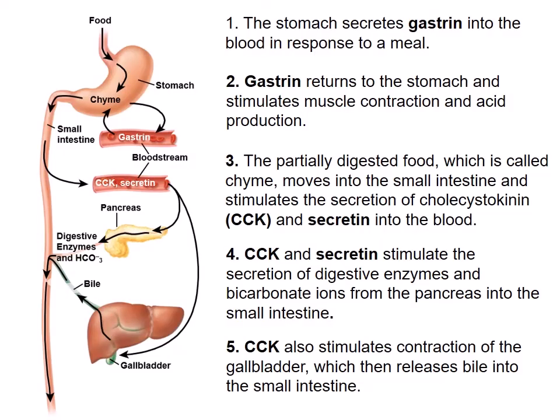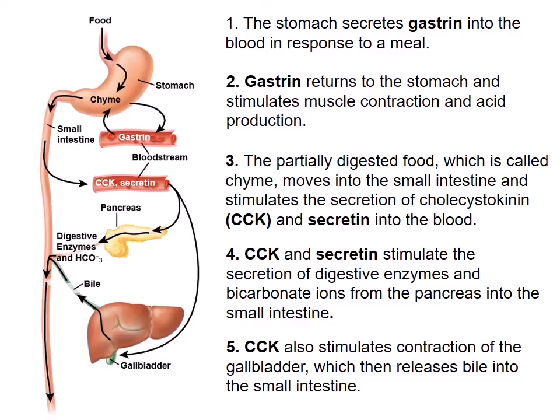So the stomach releases gastrin into the blood in response to a meal, and then gastrin is going to return to the stomach and stimulate muscle contraction and acid production. So that starts the stomach kind of churning. And then the partially digested food, which is now called chyme, is going to move into the small intestine and stimulate the secretion of CCK and secretin.